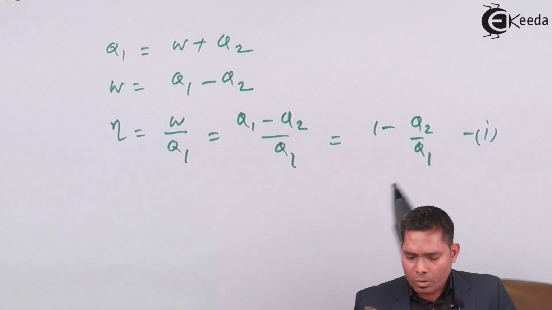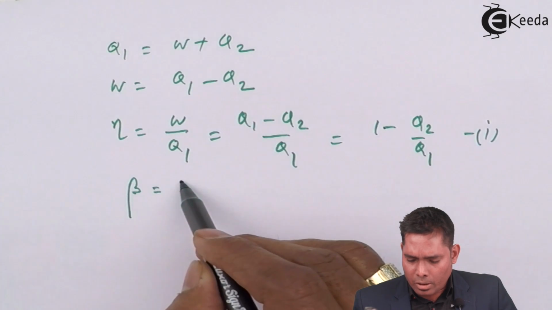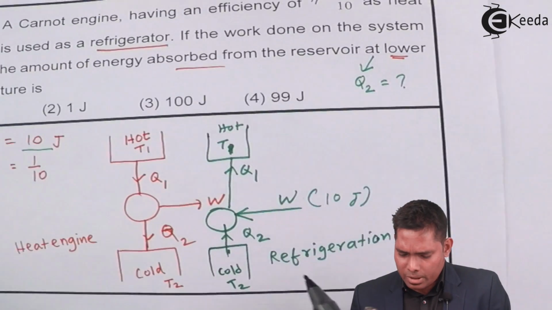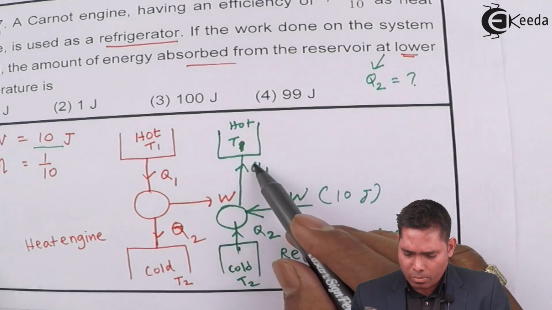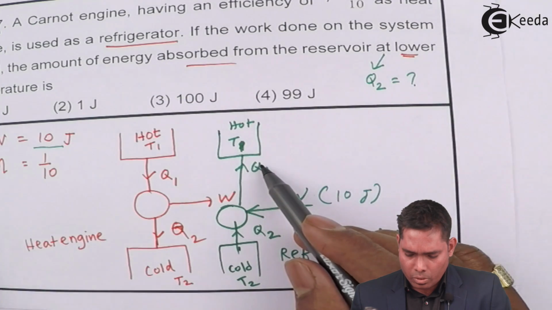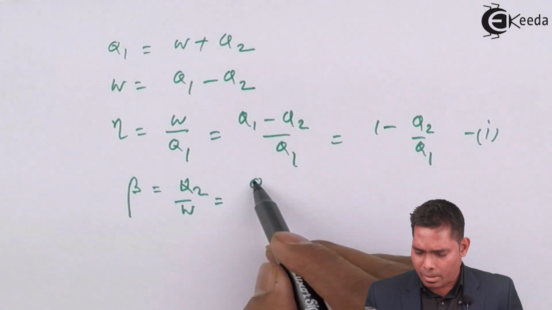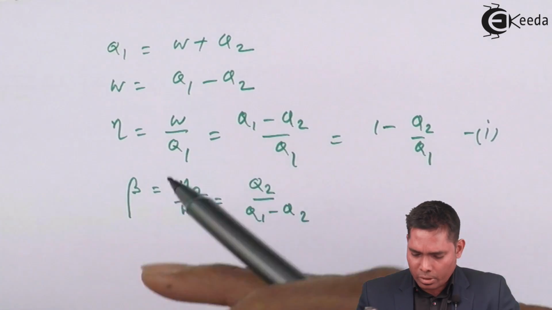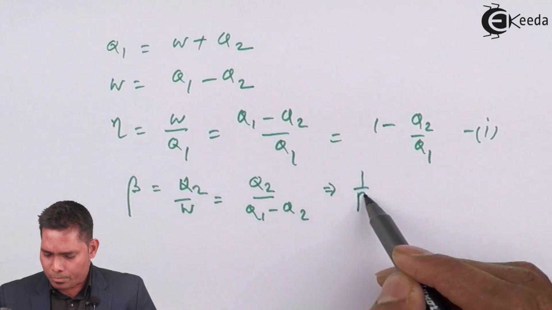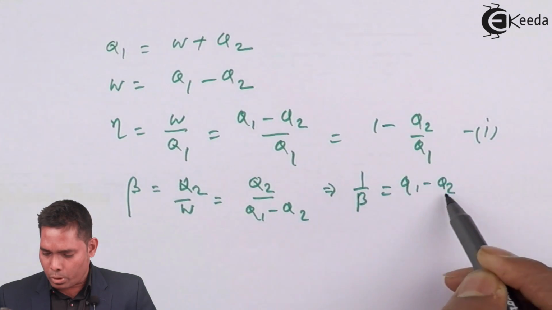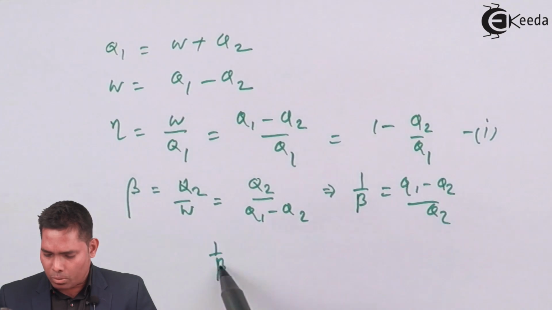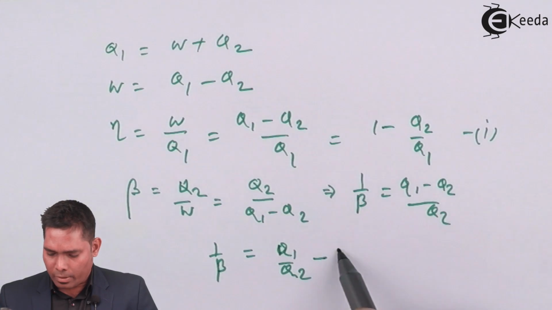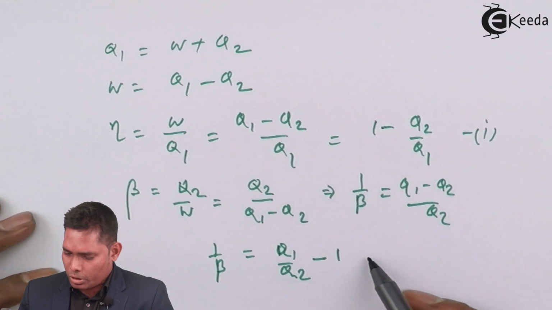This is equation 1. Similarly, beta is Q2 over W, and in this case also W is the same, because this plus this is this one, so this minus this is W. So again the W remains the same: Q2 by Q1 minus Q2. So if I take the reciprocal, that implies 1 over beta is Q1 minus Q2 over Q2, then 1 over beta comes out to be Q1 over Q2 minus 1. So this is my equation number 2.